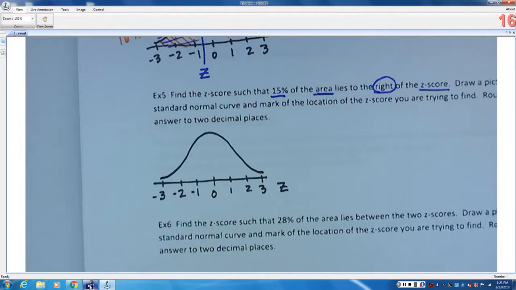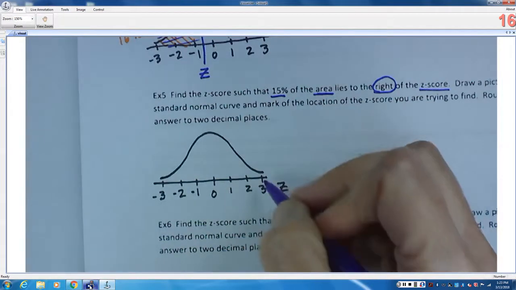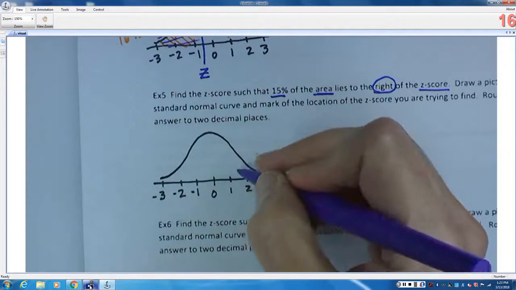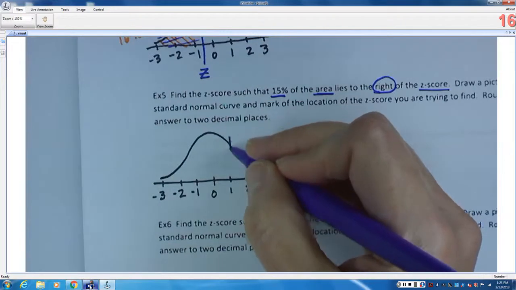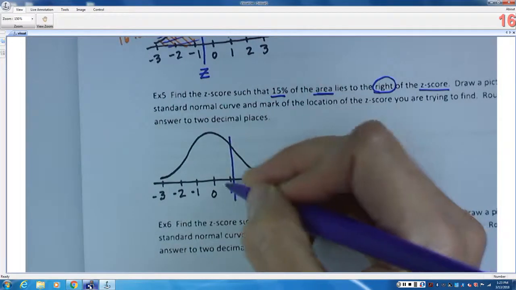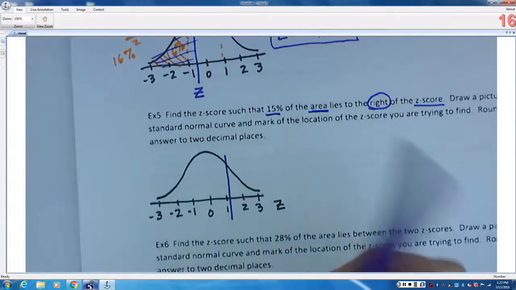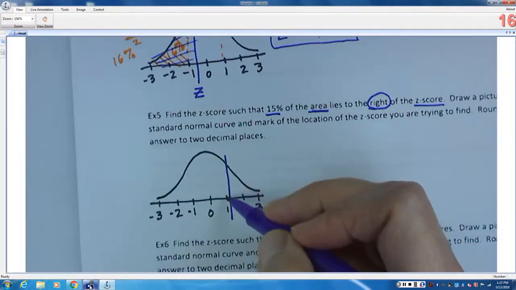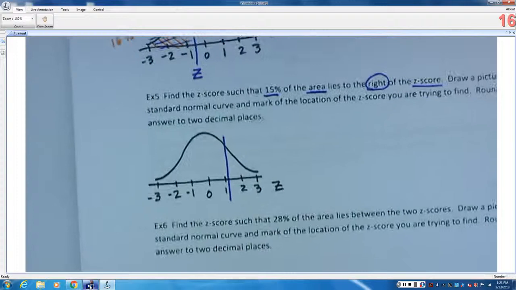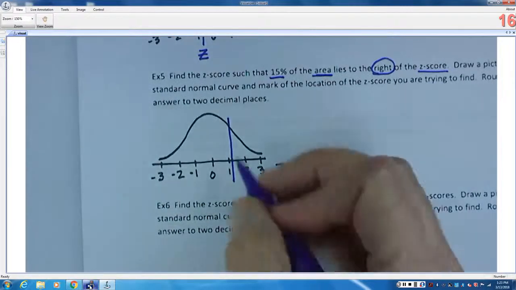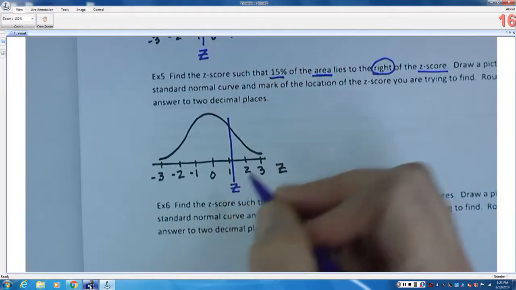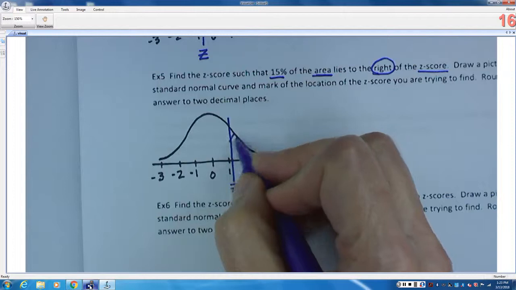Alright, we want 15% of the area to lie to the right. So 15% is going to be between 1 and 2, because of what I did up here, figuring out that 16% would be from 1 on out. So this is our Z that we're looking for, and we shade the area to the right.